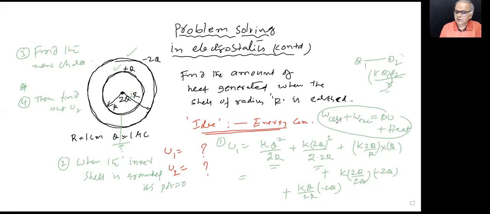But in this case, work done by cell, there's no cell connected, nobody is pulling the spheres, so this side will be zero. So 0 equals basically what? 0 equals delta U plus heat. So heat equals what? Minus delta U, which means U1 minus U. So your answer is U1 minus U.